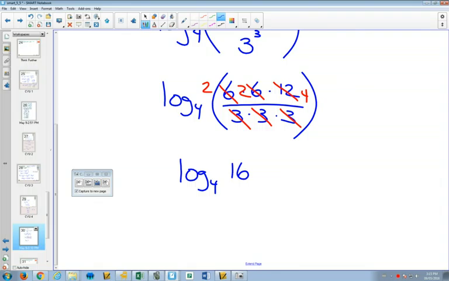So log base 4 of 16. Definition of log. What does this mean? 4 to what power is 16? 2. And we've evaluated this.